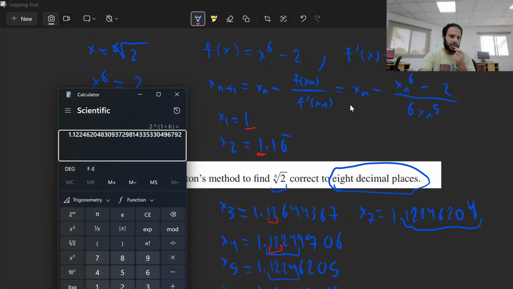So this section you need to practice. It's very easy, right? You just substitute in your calculator and you write the results. You write the formula once at the start, xn plus 1 equals xn minus f(xn) over f prime(xn). Then you substitute f(xn) and f prime(xn), you get this. Then you find the values. You need to solve like this.